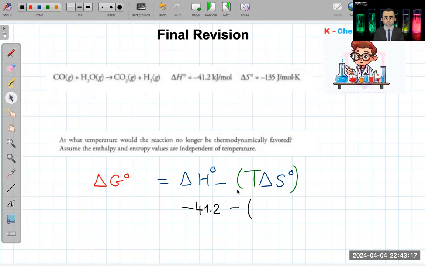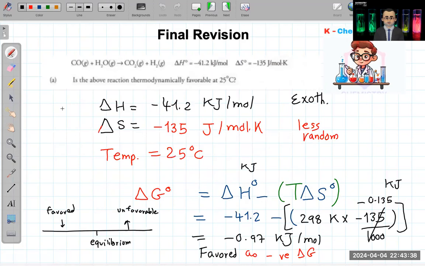So what is temperature? He's asking me at which temperature. So temperature is unknown. And what's delta S? Again, negative 0.135. Don't forget, this is divided by 1000 to change it into kilojoule. But what will be delta G? I need to find which point. This point. Why, Mister? Why are you looking for this point?